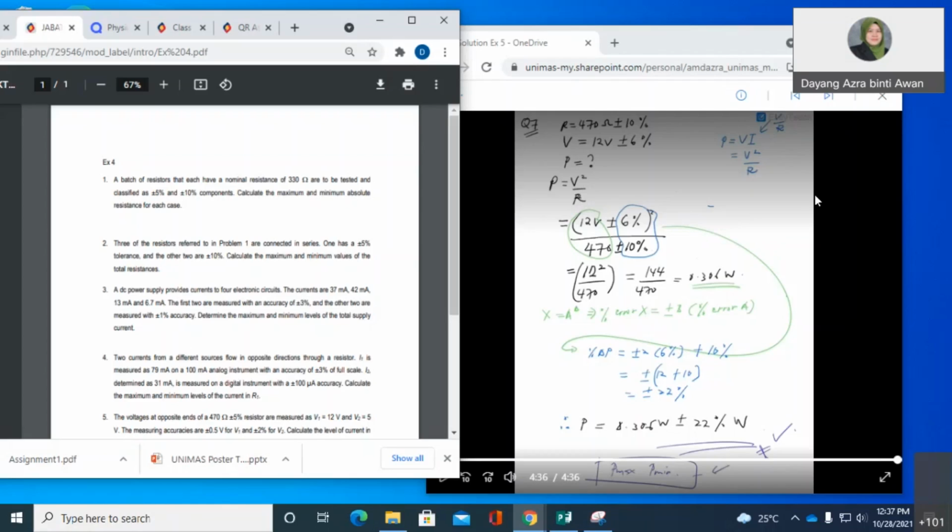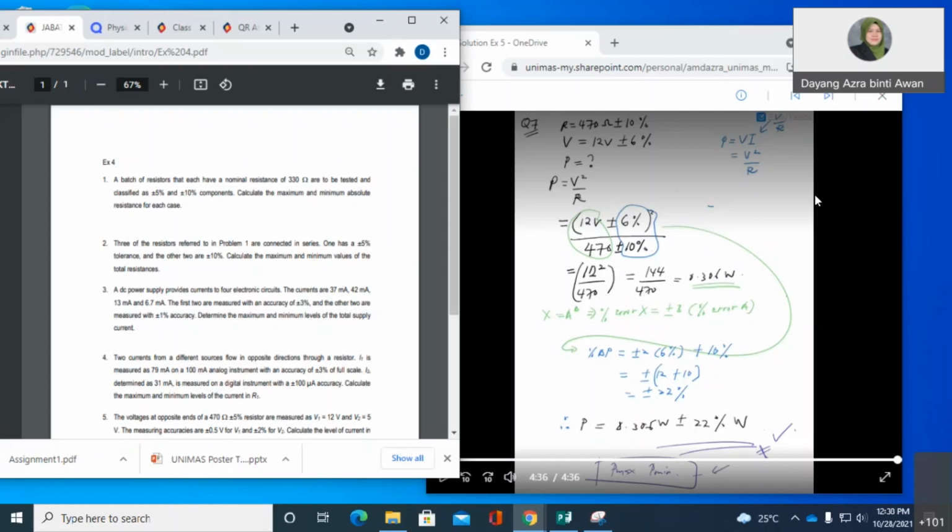I have to just say it because I don't have a pen here. So we have resistor 1 and resistor 2, arranged in parallel. As you all know, the formula to calculate the parallel resistor is 1 over R total is equal to 1 over R1 plus 1 over R2. So you cannot directly use this formula to calculate the error.